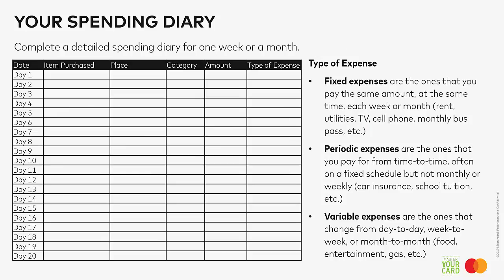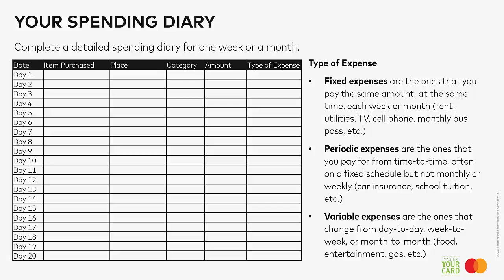The second step in creating a budget is to create a detailed spending diary of all your expenses. You could do this for 1 week, or a month is even better. As you list out your expenses, start thinking about the type of expenses that you have. They could either be fixed expenses, which are ones that you pay the same amount at the same time each month, like your rent, cell phone bill, or bus and train pass.